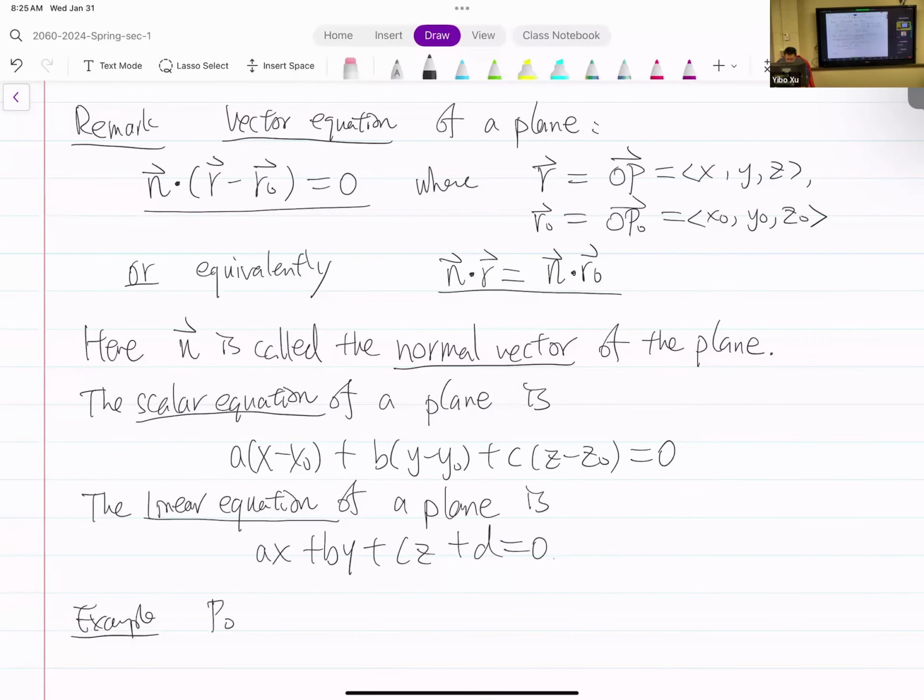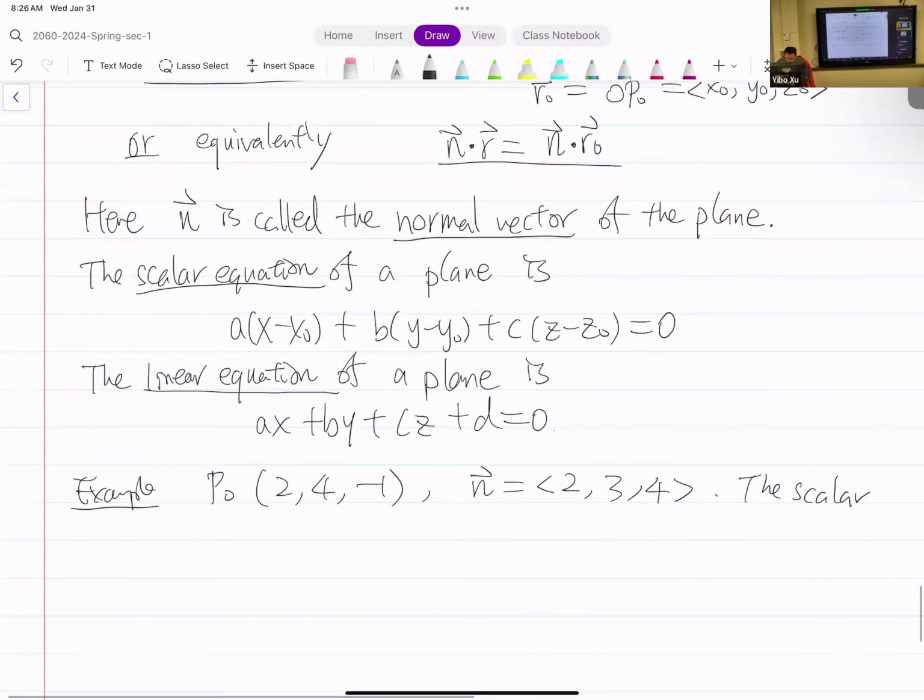Example. Let's say we have a point P0 with coordinates 2, 4, -1. And then let's say we have a little n, the normal vector, with coordinates 2, 3, 4. Now let's write down the scalar equation and the linear equation.